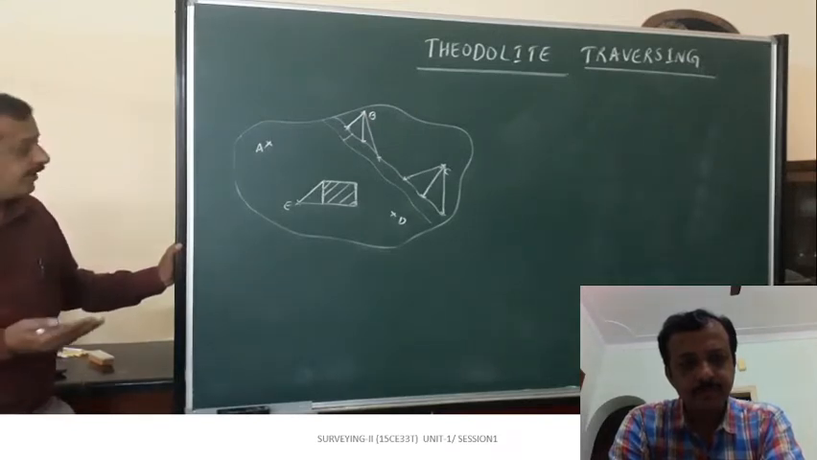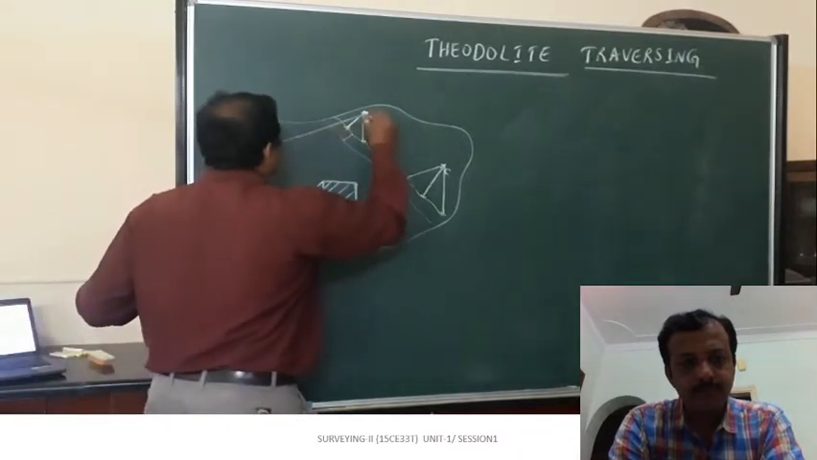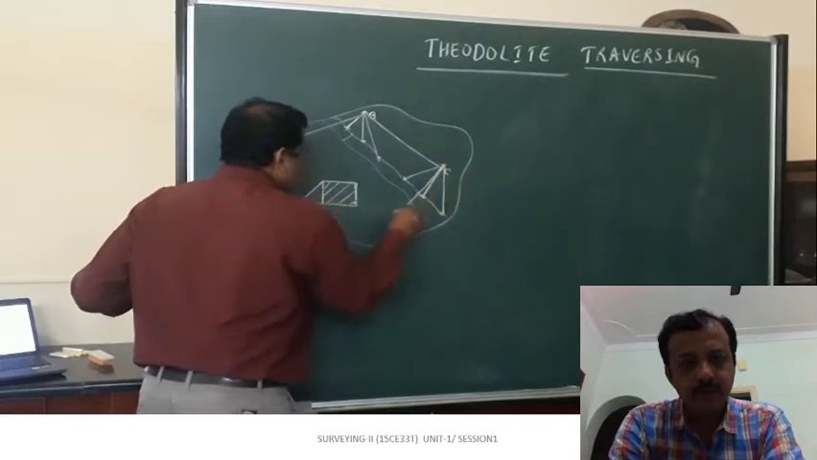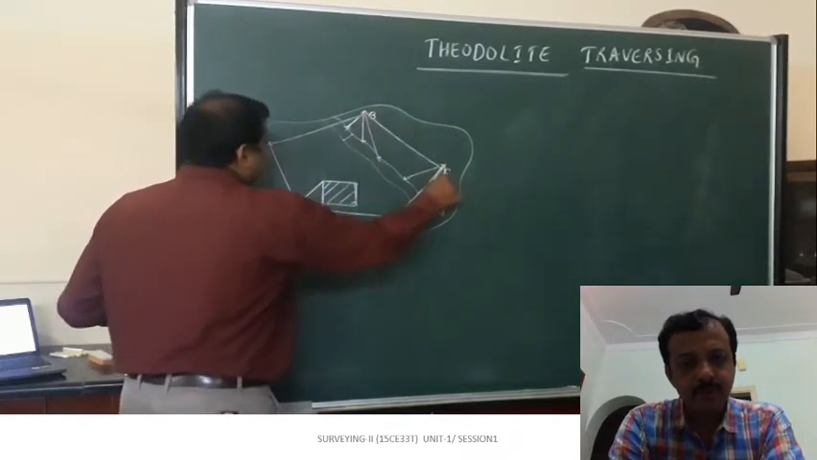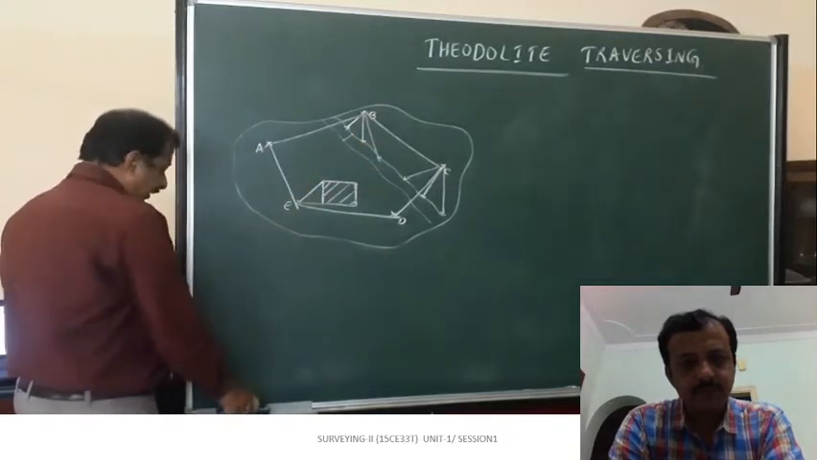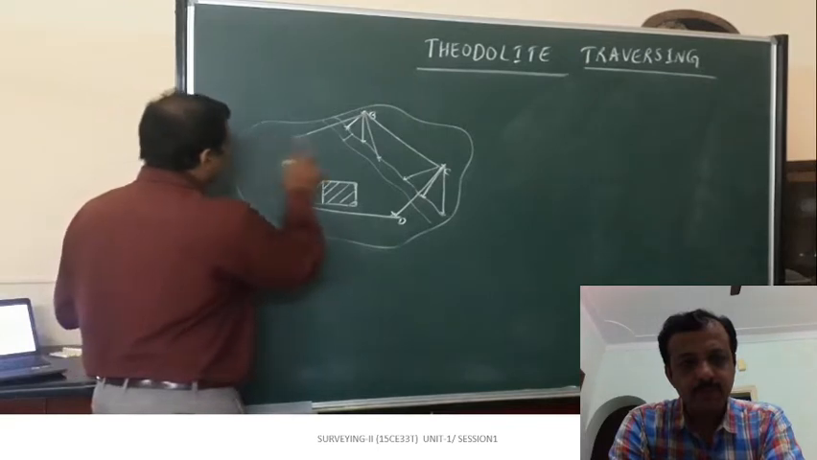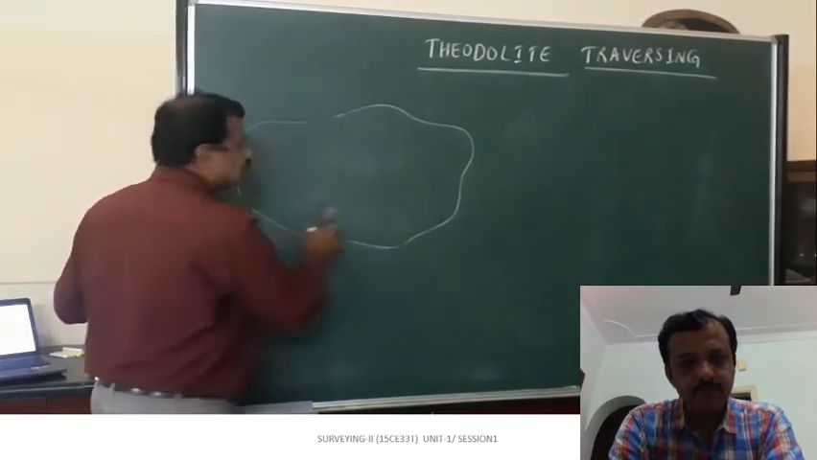One way of traversing is the closed traverse. What is a closed traverse? All these control points I join by means of lines. This forms a closed traverse. So first understand why this traversing is done, what is meant by traversing, and why traversing has to be done.